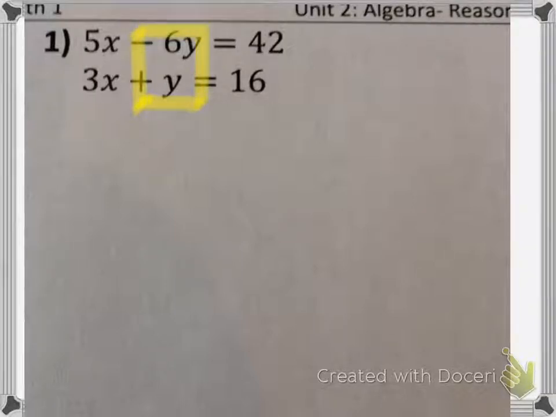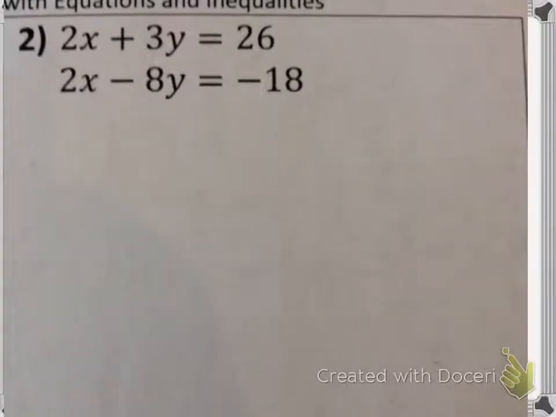So look at your y's right here. If this is 6 and this is 1, can I multiply that bottom one through by 6? And then I'll have a 6 on the bottom and a -6 on the top, and I'll be able to get that new equation to cancel with the top one. So I would choose to multiply through by 6 on the bottom. Okay, so try that on this one and then come show me your answer.